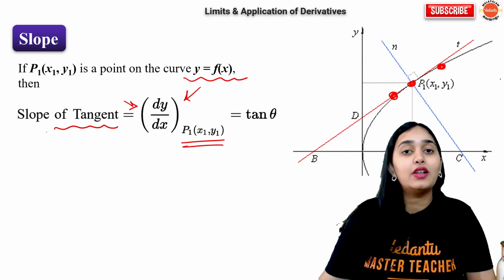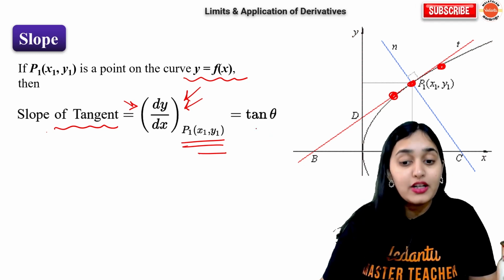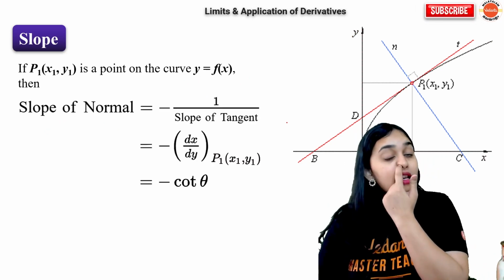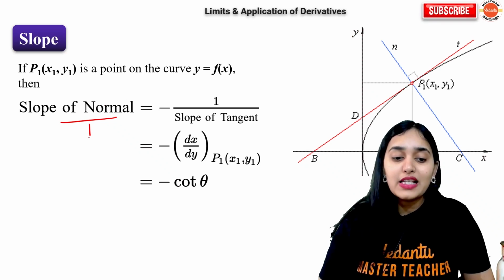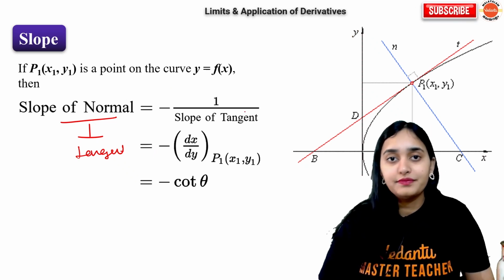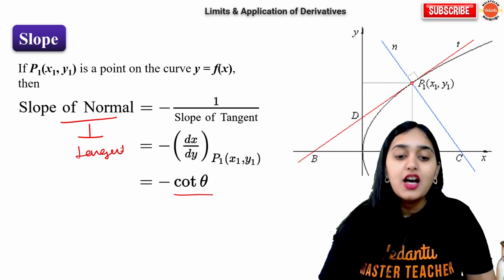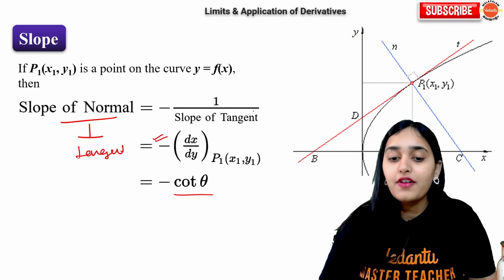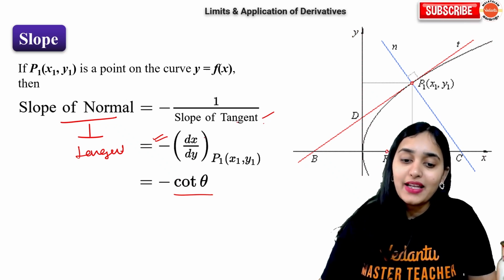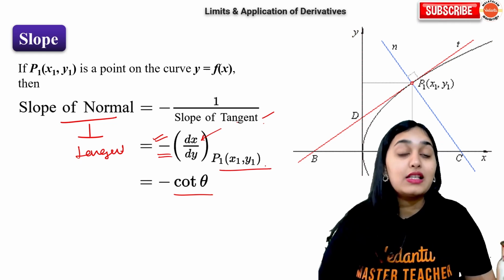So at any point you can calculate the slope of the tangent, and it will be dy by dx at that particular point, also written as tan theta, where theta is the angle made with the x-axis, right? Now what will be the slope of the normal? The normal is perpendicular to the tangent, so the slope of the normal will be minus 1 upon tan theta, which is minus cot theta. So it is the negative reciprocal of the slope of the tangent. If the slope of the tangent is dy by dx, this becomes minus dx by dy at x1, y1. This is the slope of the normal.